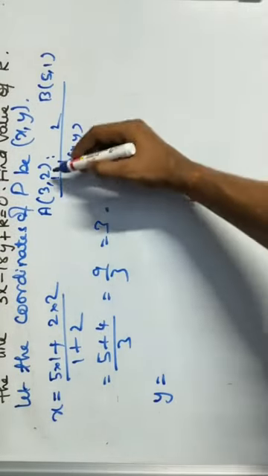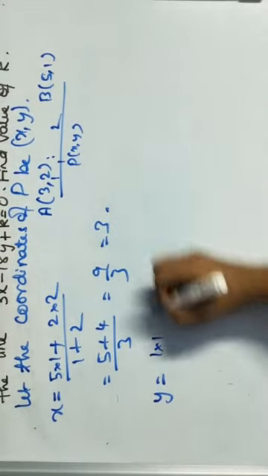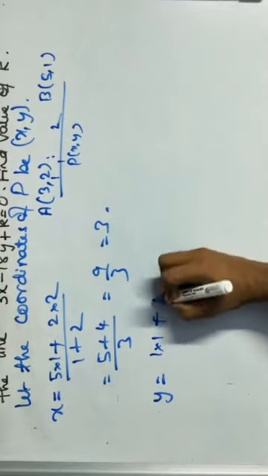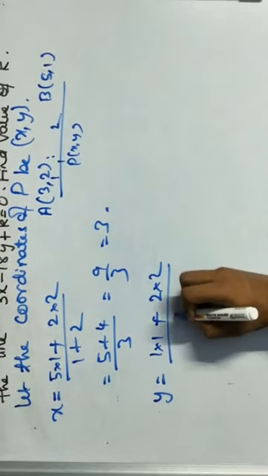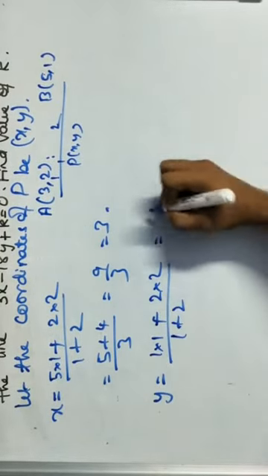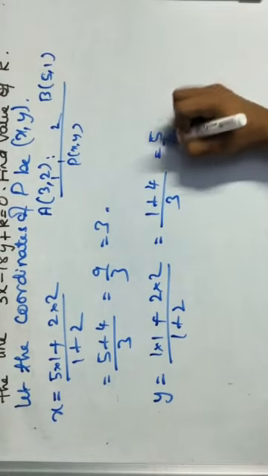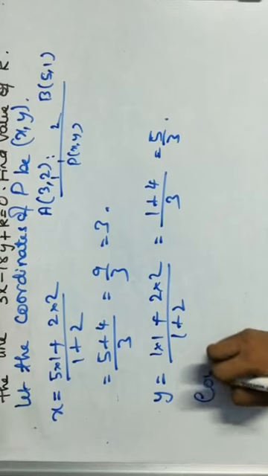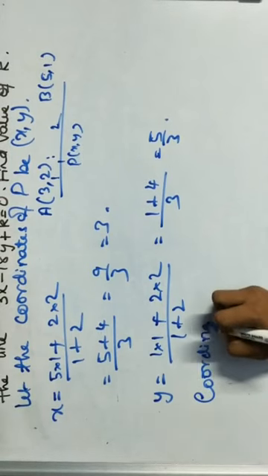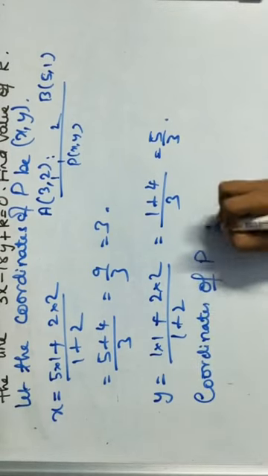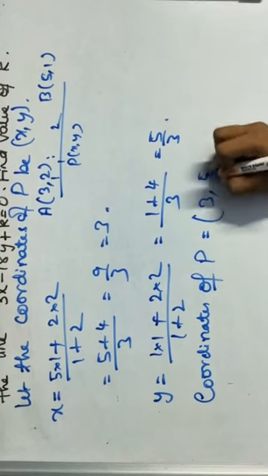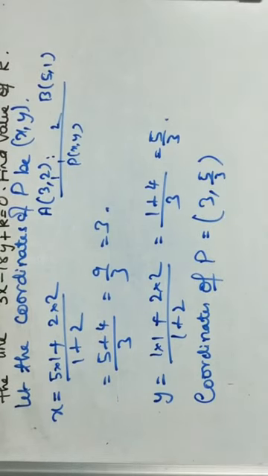Y can be similarly calculated. Y will be 1 times 1 plus 2 times 2 by 1 plus 2, that is 1 plus 4 by 3 equals 5 by 3. So the coordinate of P is x comma y, that is 3 comma 5 by 3.